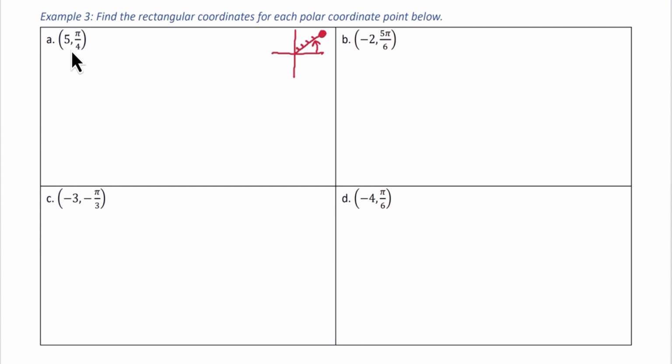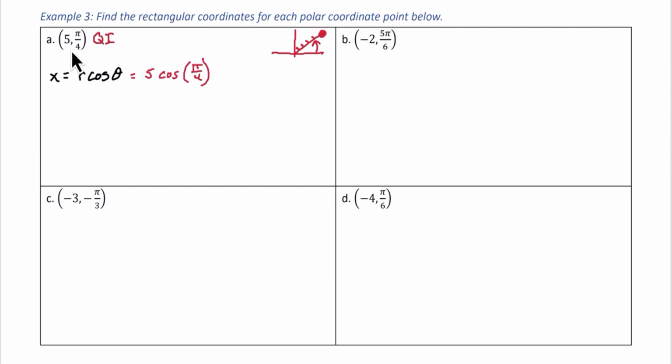Now it should be the same point in rectangular form, we just need to find it. Recognize that that point is in quadrant 1, so the rectangular coordinate that we find better be in quadrant 1. Let's use the formula now that we had from earlier to find those coordinates. x is r cosine theta. r in this case is 5, and theta, we are told, is pi fourths.